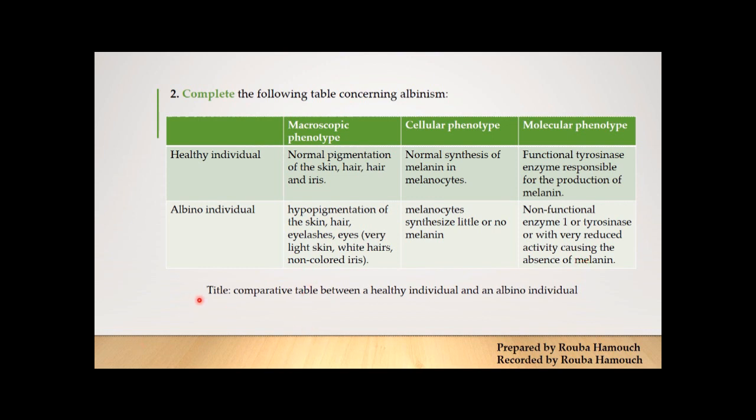Of course, don't forget to put a title for the table. It's a comparative table between a healthy individual and an albino one. In the next slides, this table will be repeated, and you have to complete it in the same way as we have completed in the case of albinism.